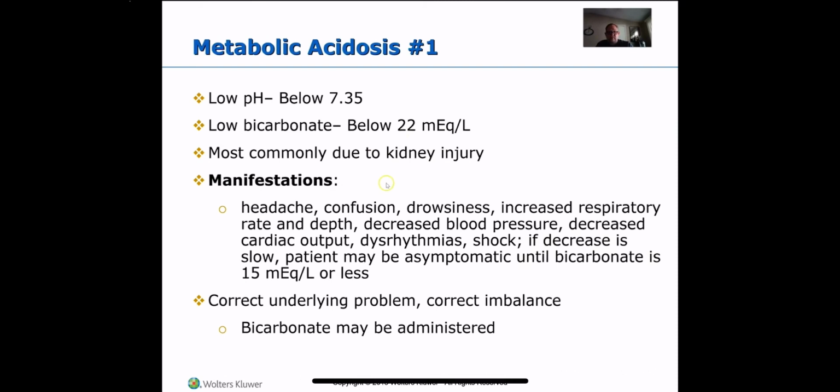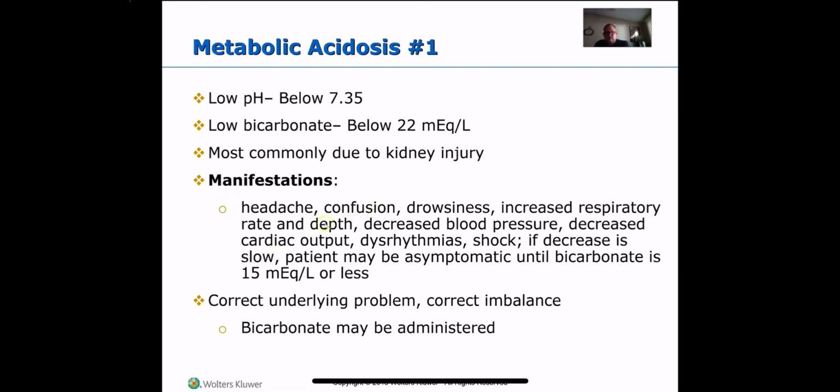Okay, we're going to talk about metabolic acidosis now. Metabolic acidosis is a low pH, so that's below 7.35, and low bicarbonate, below 22. Remember, if you have less bicarbonate, you're going to have more hydrogen, which is going to make your pH lower. Most commonly due to kidney injury. Remember, your kidneys are where the excretion is happening, so that's where you're going to see that.